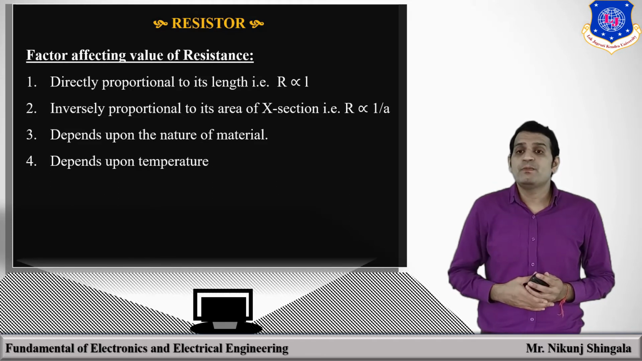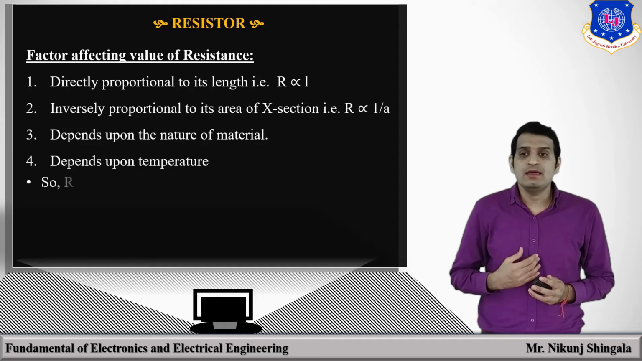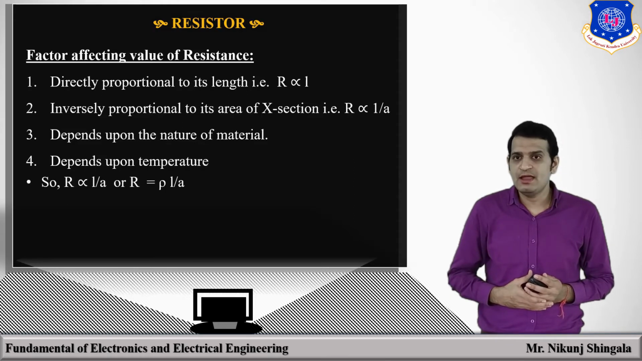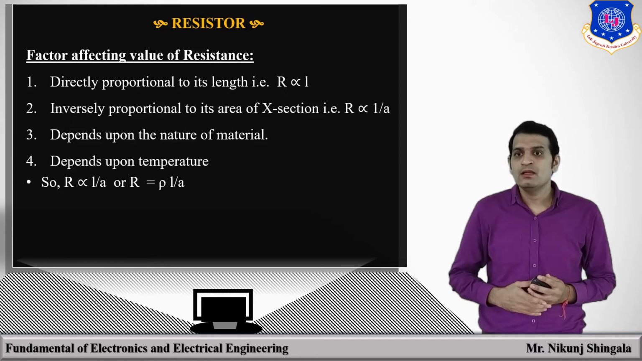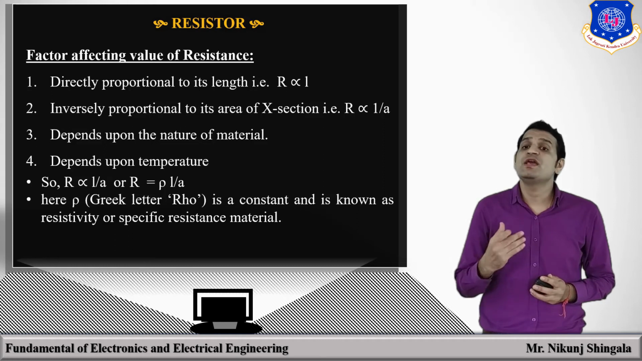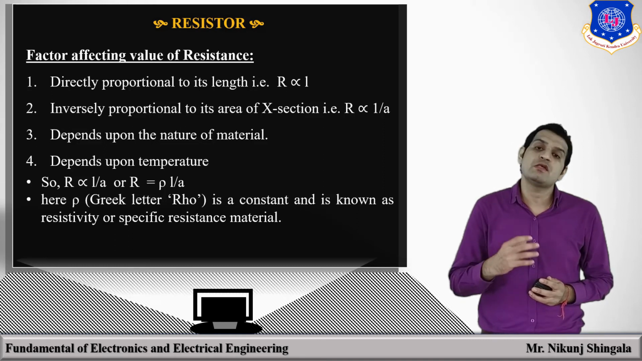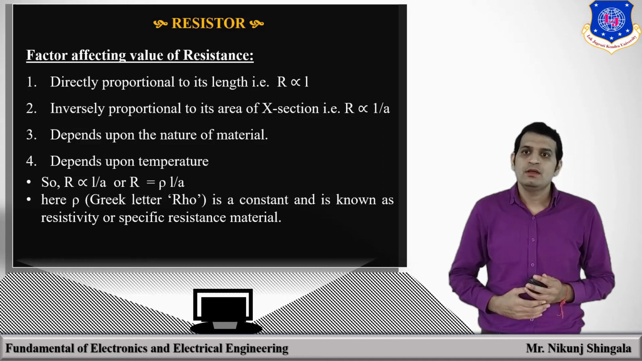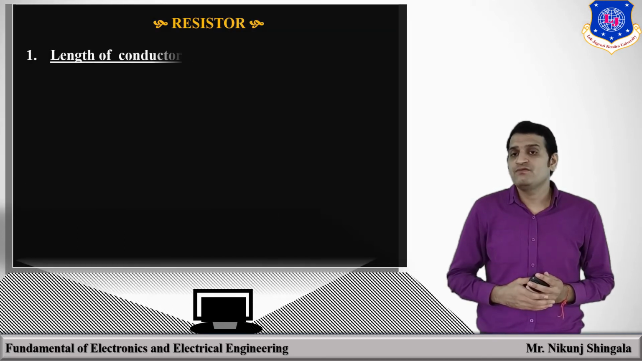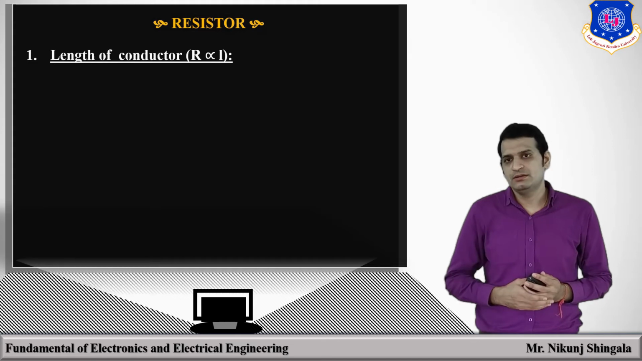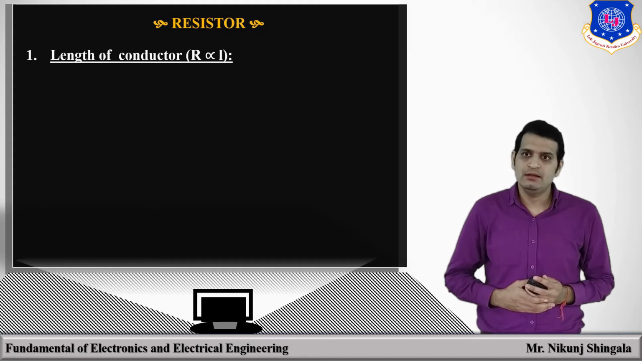So R is proportional to L divided by A. If we remove the proportionality sign, R is equal to rho L by A. Here, rho is a Greek letter, a constant, known as the resistivity or specific resistance of the material. Now, let us see each and every factor. The first one is the length of the conductor. R is proportional to L.